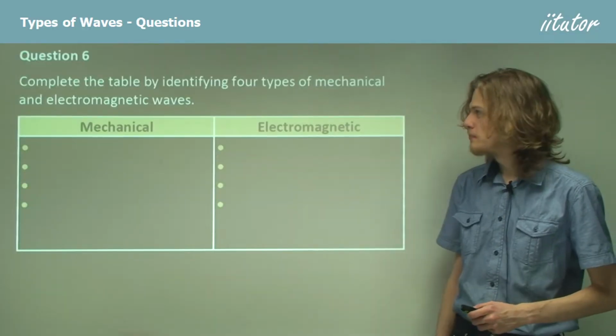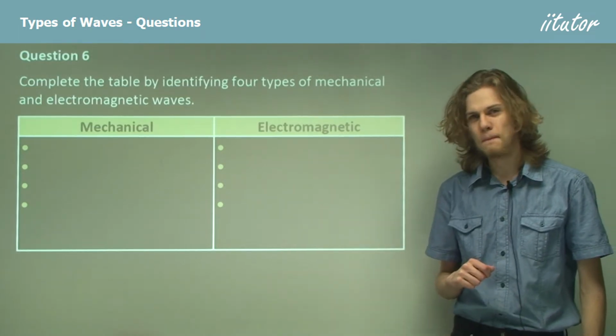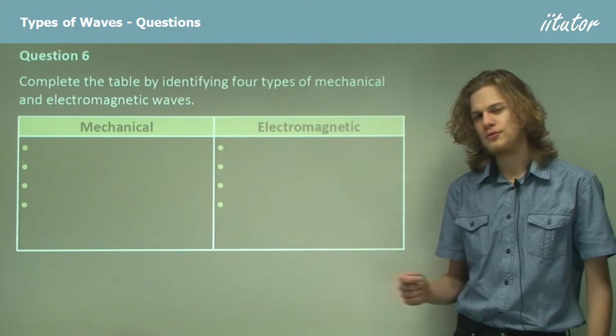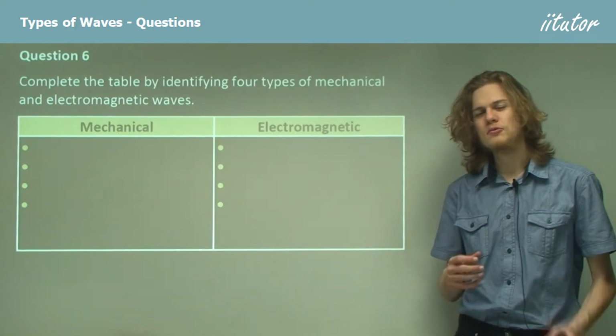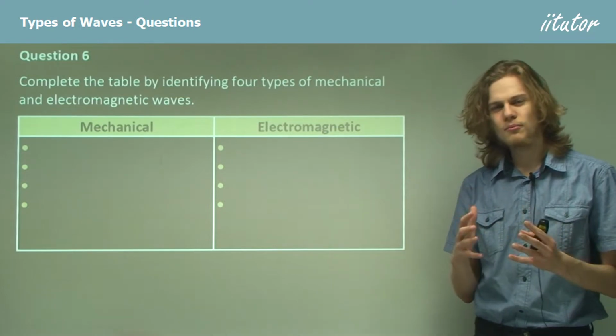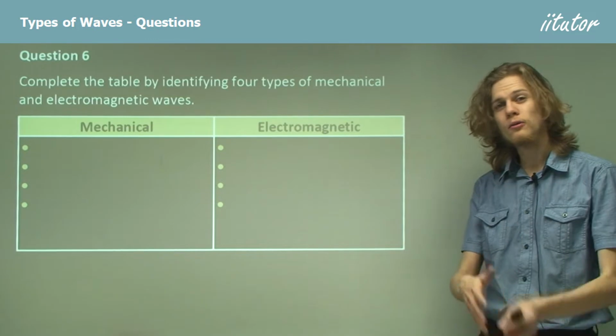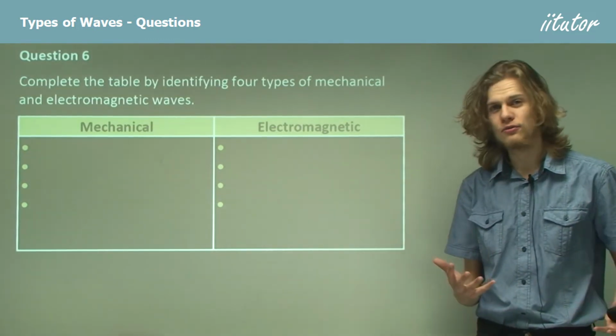Question 6. Identify 4 types of mechanical and electromagnetic waves. Well, let's do the mechanical waves first, shall we? So mechanical waves are waves that travel through a medium by means of the particles inside the medium vibrating. Each vibration of a particle will cause the particle next to it to vibrate due to contact forces.